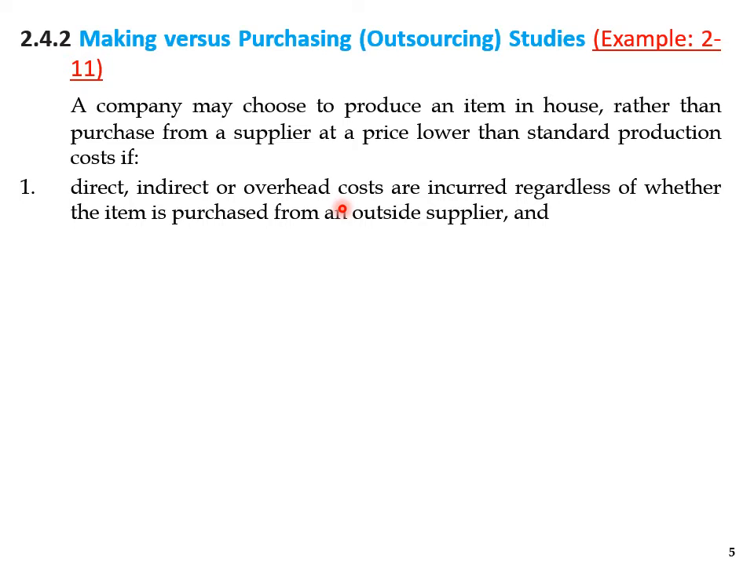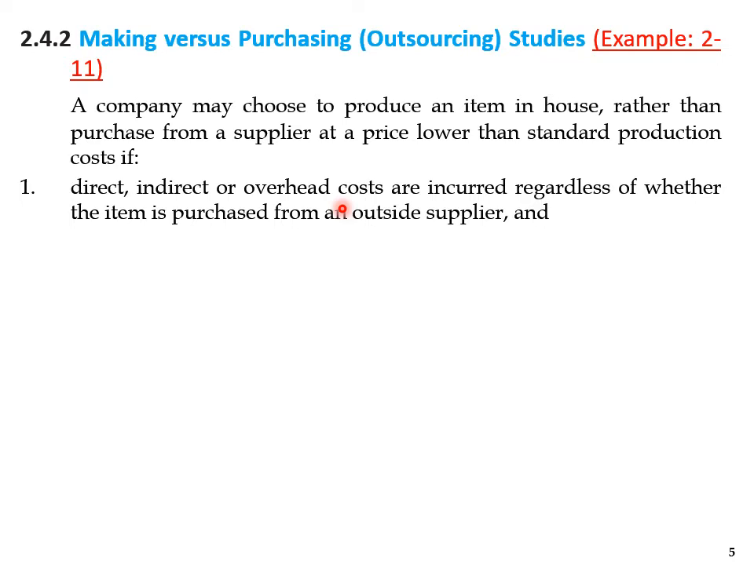You already have your plant, you already have your labor, and for this facility you are paying the insurance, taxes, and so on, everything. So when you purchase this item from the supplier, if you still continue to make these payments, and if you will not utilize this manufacturing facility to produce something else, then in this case, you may want to produce it yourself instead of purchasing it.